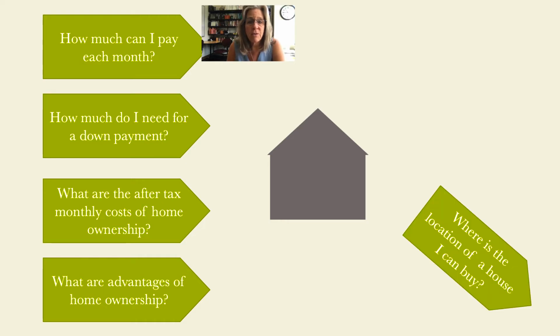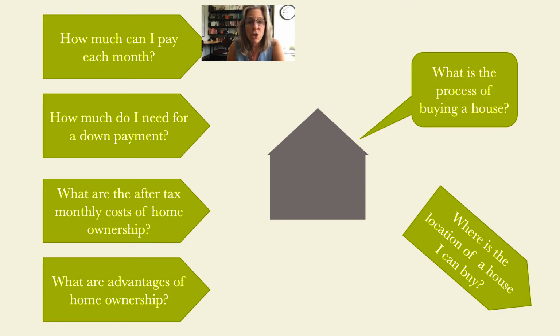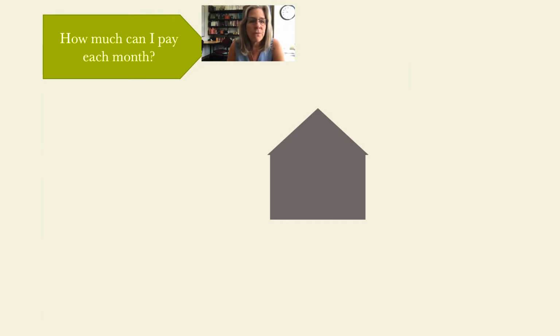The next thing is if you decide yes, then you want to know, where am I going to buy the house? How do I find a location? And then lastly, you might want to understand the process of buying a house. So you've made all these calculations and committed to doing it, found a house, and then found an area that you want. So the question is then, how does that happen? So the first thing we're going to look at is, how much can I pay for a house?